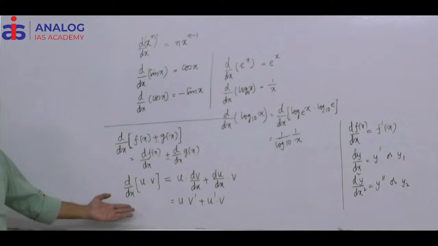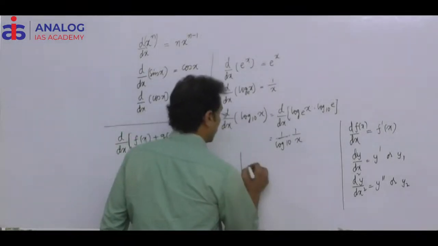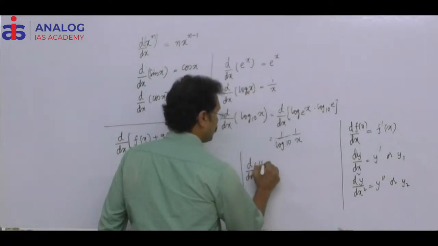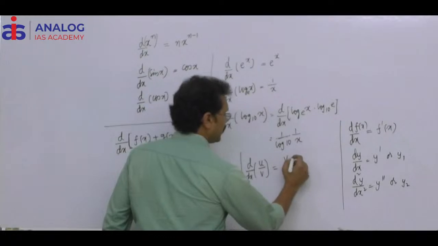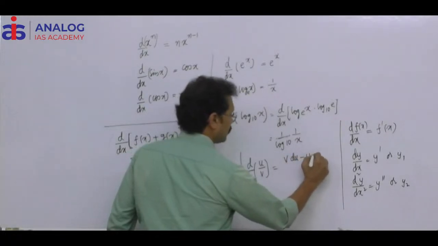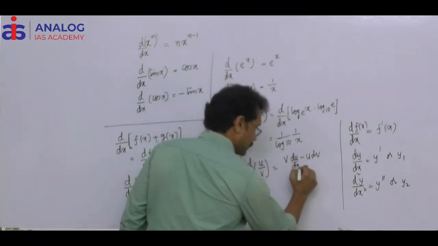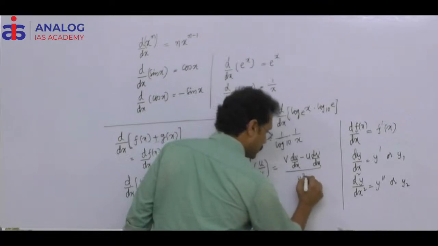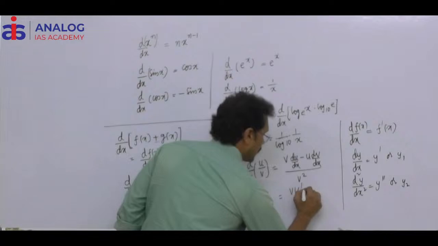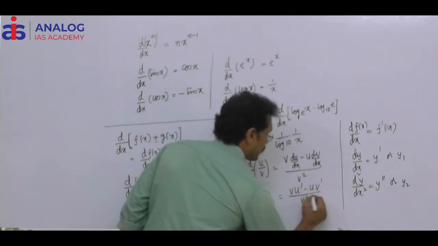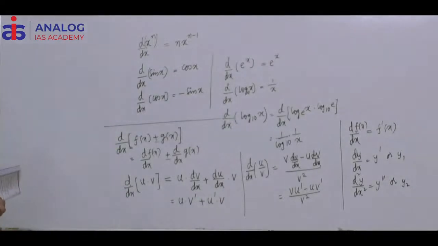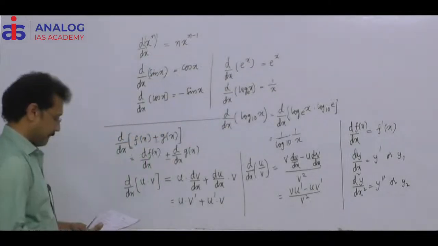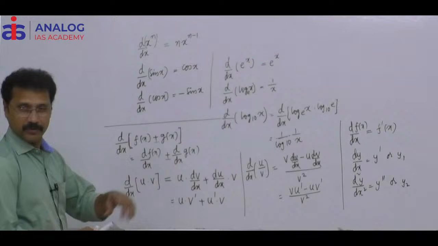Anyway, so this is the product formula. Similarly, we have another formula, d by dx of u by v, which is v du by dx minus u dv by dx, divided by v square, or sometimes you also write it as v u dash minus u v dash by v square, to put it in very short form. We'll solve some questions and then move on to other areas.